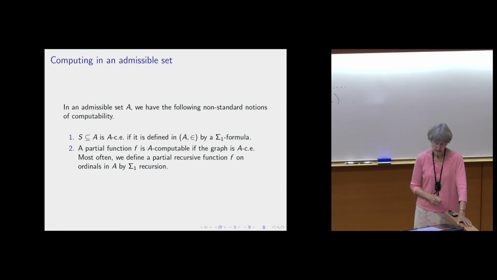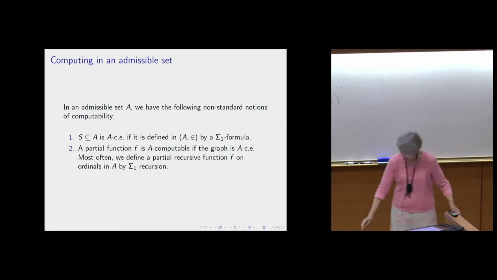So most often, we would define a partial recursive function, a partial computable function f on ordinals, by Σ1 recursion, just as most of the time in ordinary computability you define ordinary partial computable functions by recursion on stages, finite n. Okay, so this is important for us.